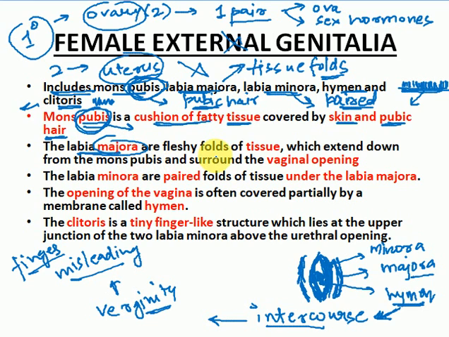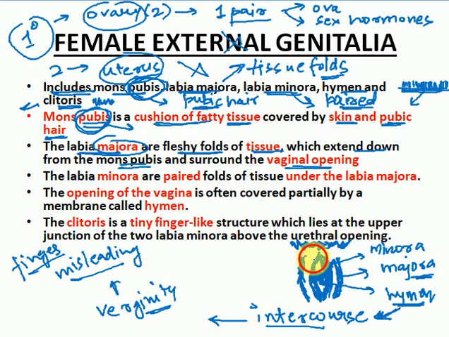As the name indicates, it will be the major part. It is made of heavy tissue, that is, the fleshy folds of tissue which extend down from the mons pubis and surround the vaginal opening. So if this is the labia majora, mons pubis will be present somewhere here. These are the pubic hairs. Here your labia majora will be present.